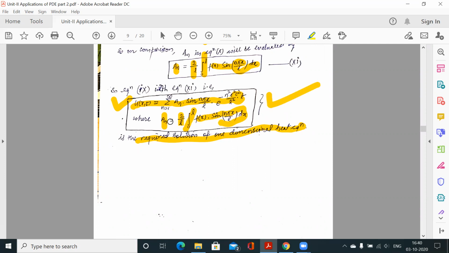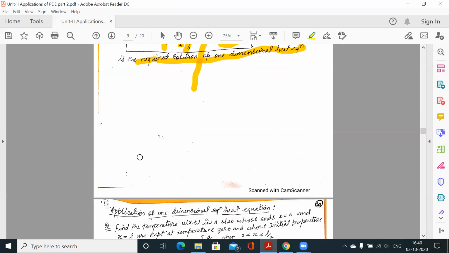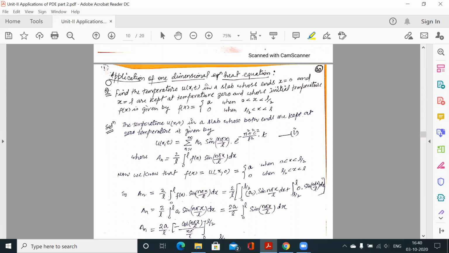So now the applications, means the questions based on the one dimensional heat equation. In that case, directly we have to write this solution where a_n is this. So we have to calculate this integration. For that we need f(x). So in the question we will be given f(x). We have to substitute that f(x) here and integrate a_n, and substituting this a_n here will give us our required solution. So the process is very similar to the previous one. There is nothing different.